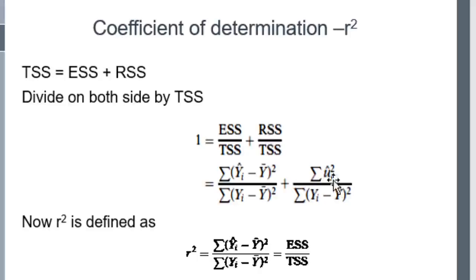RSS is sigma ui cap square divided by sigma yi minus y bar the whole square. Now the R square is defined as ESS by TSS. This component is termed as R square, or sigma yi cap minus y bar the whole square divided by sigma of yi minus y bar whole square.